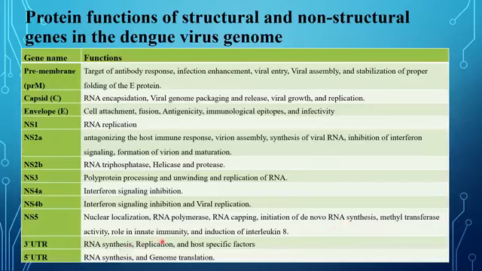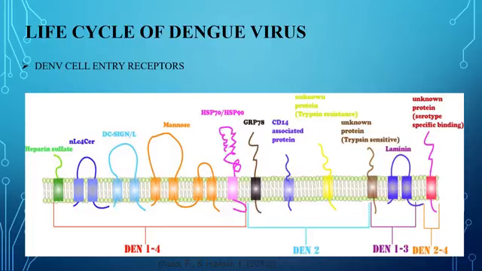It also performs a role in innate immunity and infection and in the induction of interleukin 8. Then there are the untranslated regions, the 3 UTR and 5 UTR. The 3 UTR helps in RNA synthesis, replication, and host-specific factors, while the 5 UTR helps in RNA synthesis and genome translation. Now we will discuss the life cycle of dengue virus.